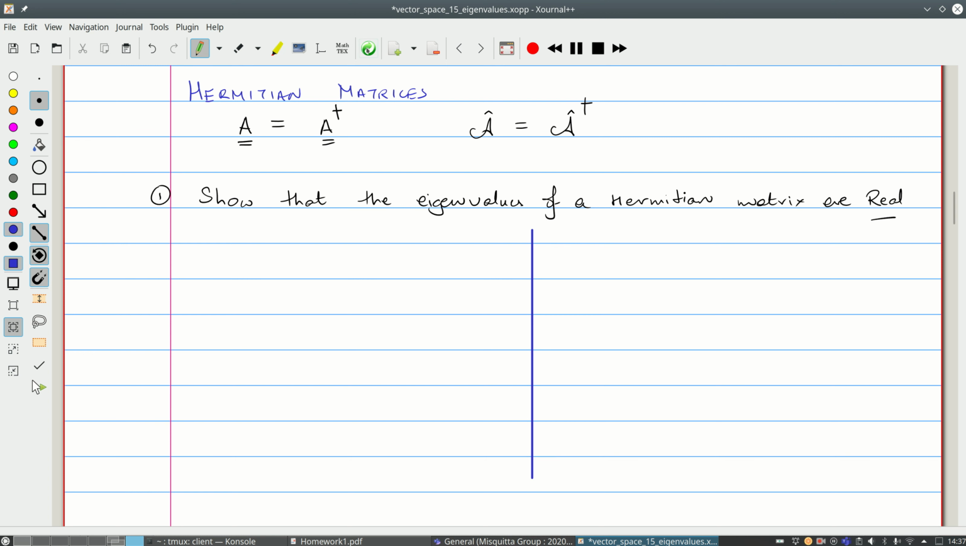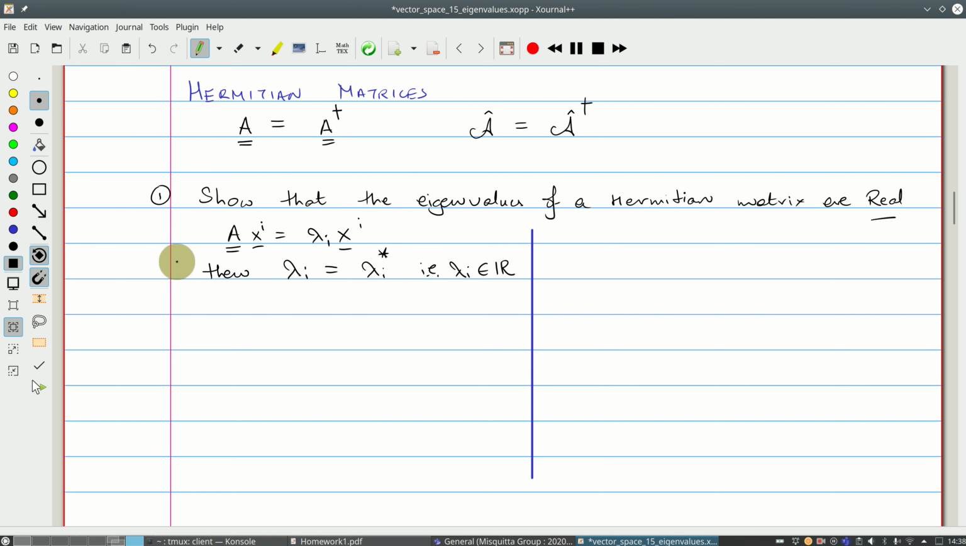Okay. So what we want to show is that if A is Hermitian and if A xi is equal to lambda I xi, let's put an I here and here, then lambda I is real. Now what does that mean? It means that lambda I is equal to lambda I complex conjugate, i.e. lambda I belongs to the set of real numbers. Now how do we show this?